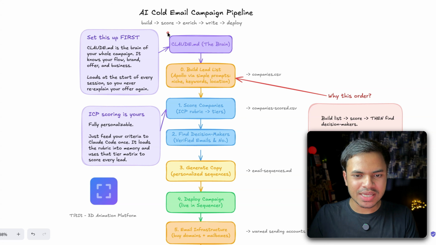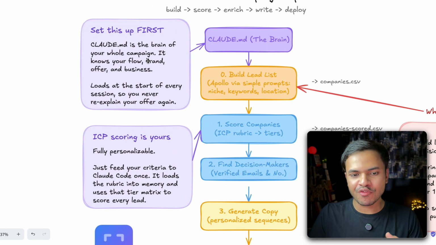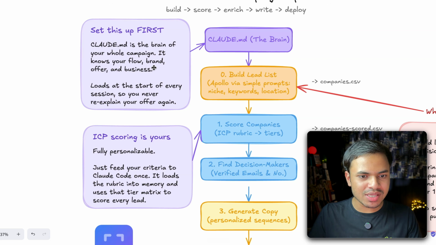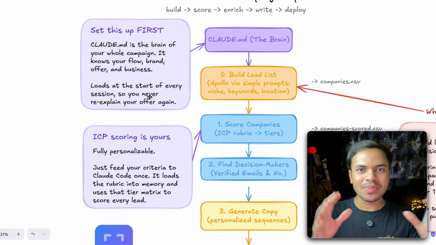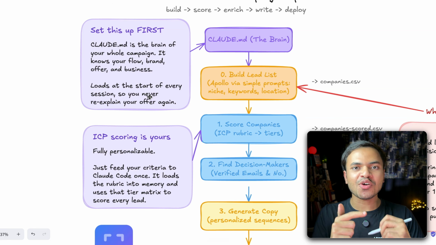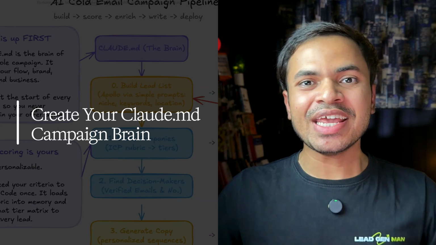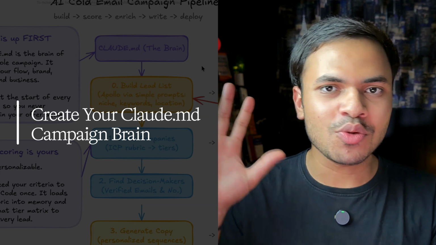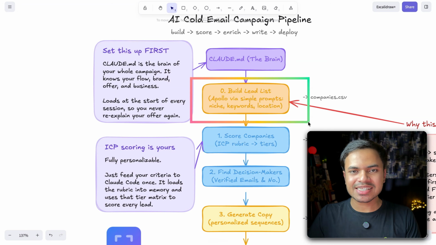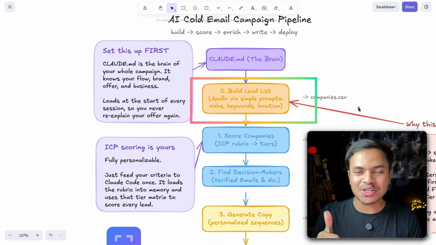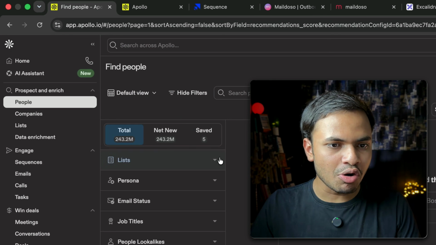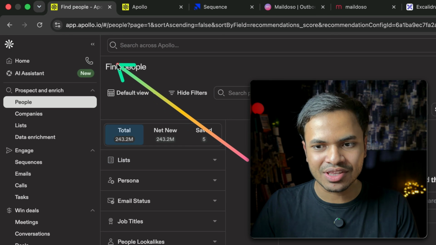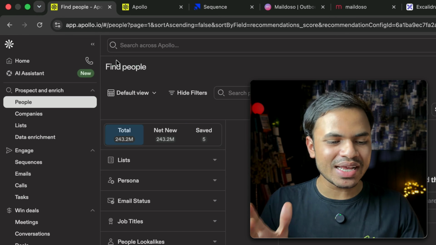Alright, coming back to our folder structure, we are done creating our CLAUDE.md file, which is going to be the brain of your whole campaign. It will know your flows, brand, offer and business. And the best part is it is going to load at the start of every single session so that you don't have to re-explain your project every single time. And that's why we create a CLAUDE.md file to manage our entire campaign. Now the next step is setting up Apollo to manage our enrichment and data pipeline. So let's head over to apollo.io and log in or sign up with your account. And yes, it's completely free to get started with.